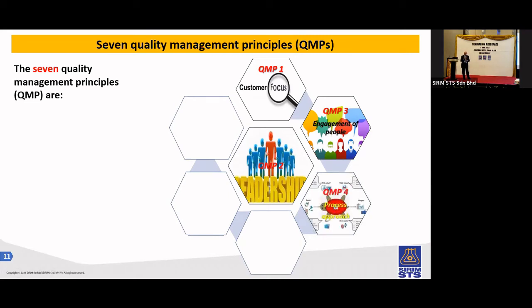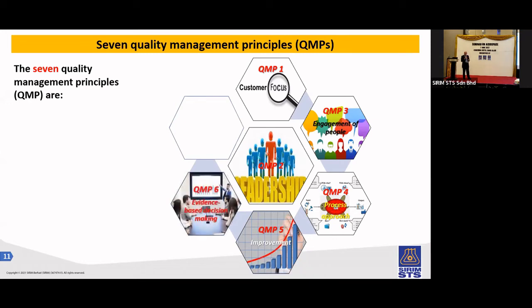Principle of quality number 4, process approach. The best to explain the process approach is about the turtle diagram. We will talk about the automotive industry. It's a requirement. It's a part of the aerospace requirement as well. You have to develop the process approach and improvement of quality. QMP number 5. Number 6, evidence-based decision making.